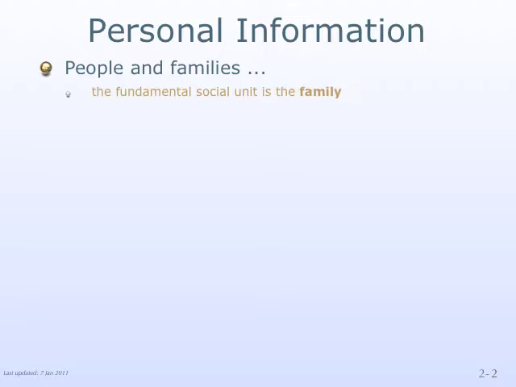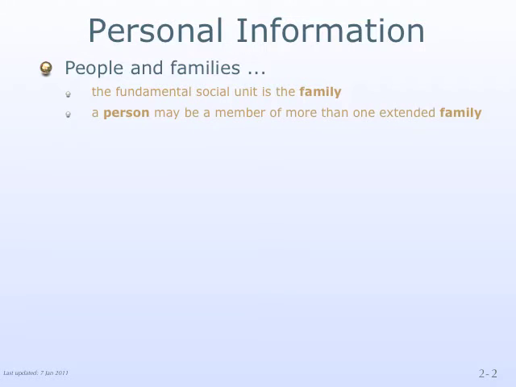The next group of data object classes represent personal information about people involved in various stroke recovery journeys. Firstly, we have data objects that represent what is known about people and families. Obviously, the fundamental social unit is the family, whether it be a nuclear or extended family.